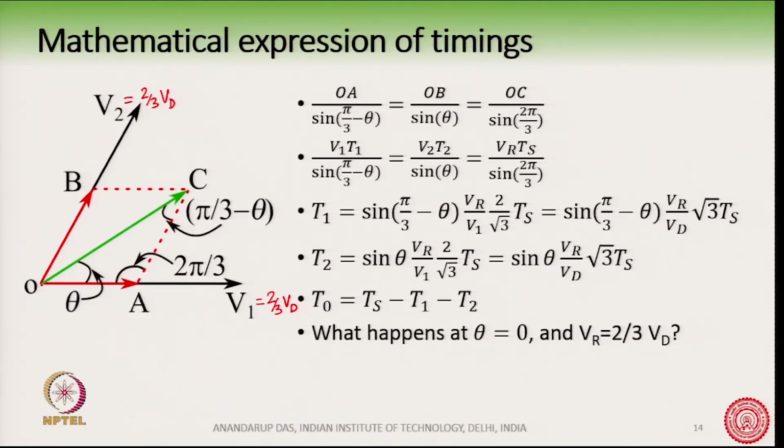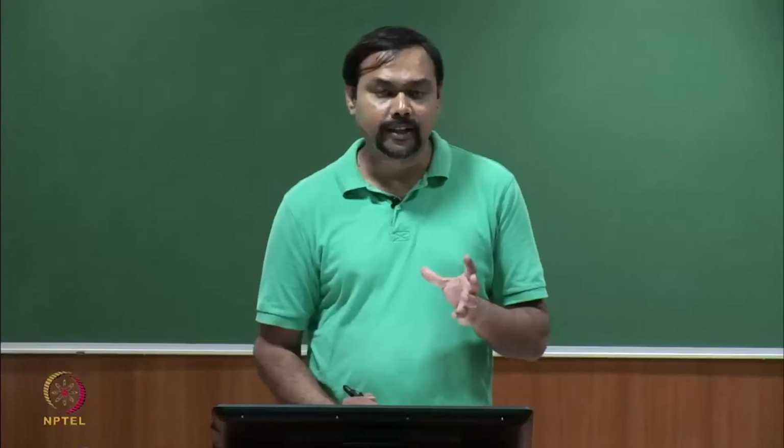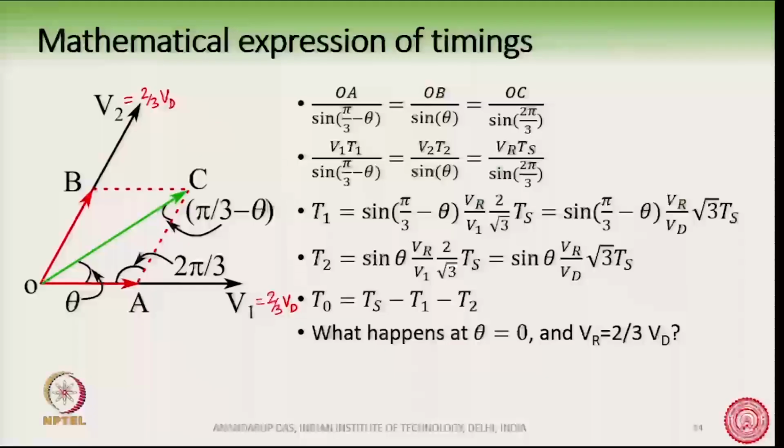The 0 vector will not cause any addition to the volt second, because it is a 0 vector, its magnitude is 0. So, V0 into T0 will not cause any volt second here. Therefore, T0 is equal to Ts minus T1 minus T2. Now, these are the timing durations for which the vectors V1, V2 and V0 will be applied in order to realize the reference vector VR.